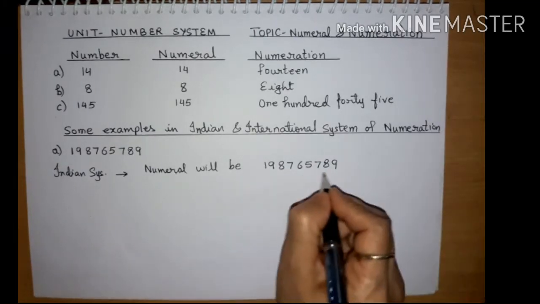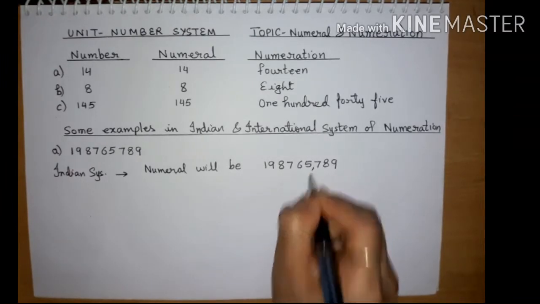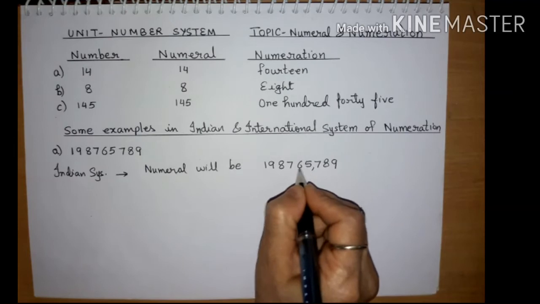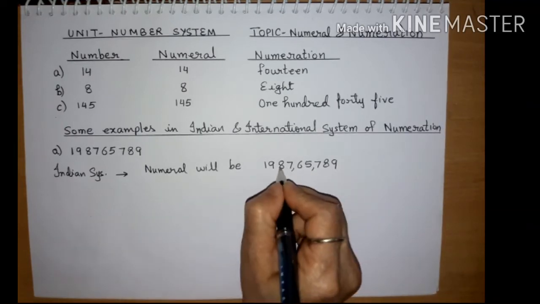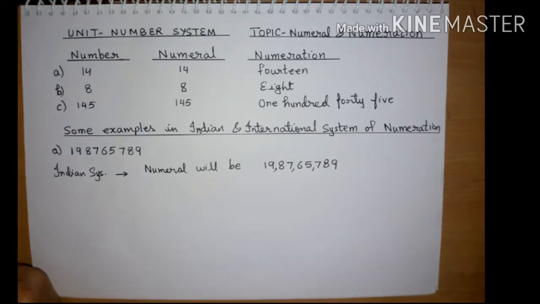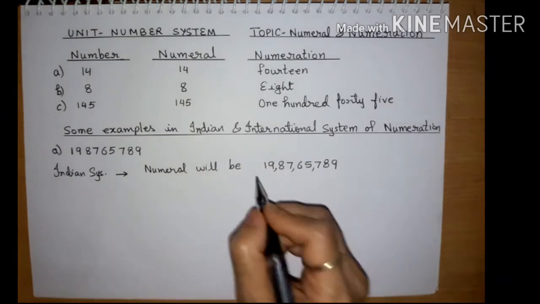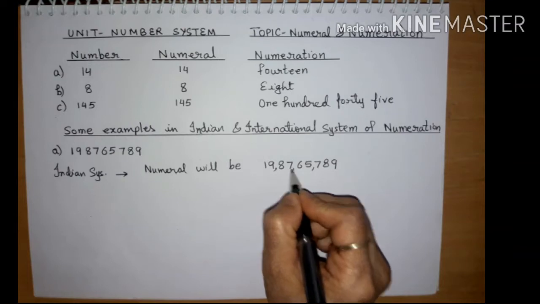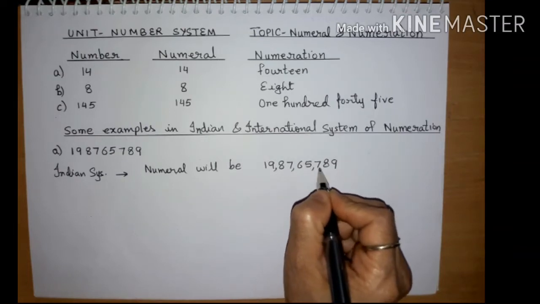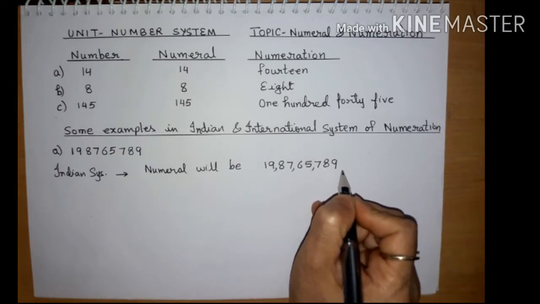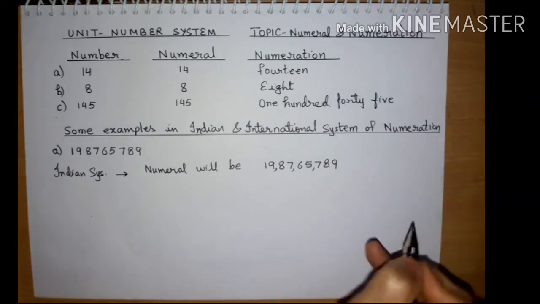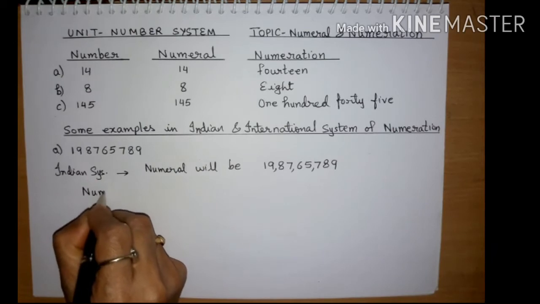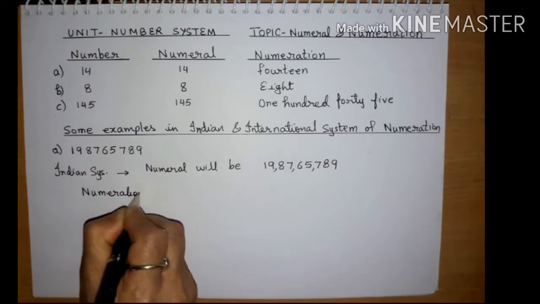In the Indian system, 1, 2, 3, then a comma. Then after that two digits go on. So 1, 2, a comma, 1, 2, a comma, right? So in the Indian system, it will be read as 19 crore 87 lakhs 65,789. Now this which I just read out will be its numeration. That is how we will write it.